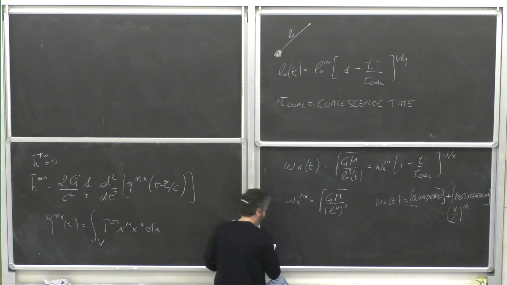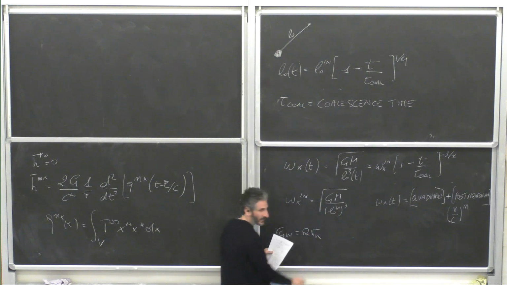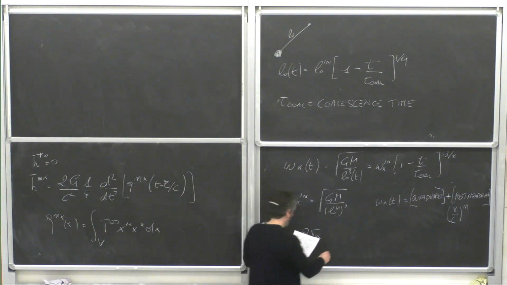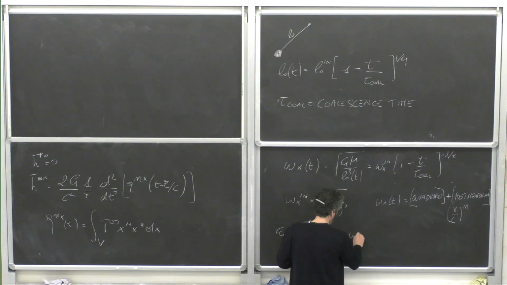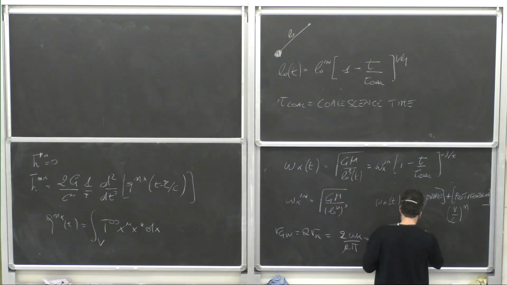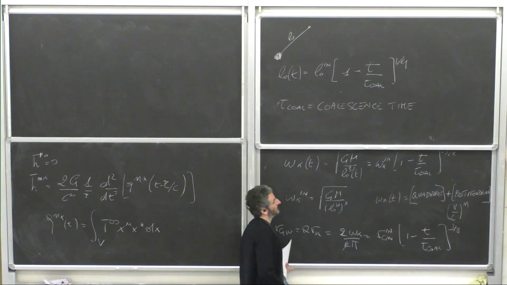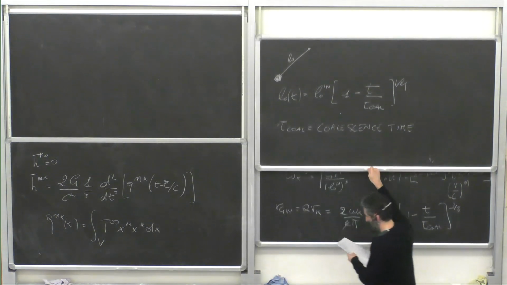we have this, and last time we said that the gravitational wave frequency was twice the Keplerian frequency. So in our case, basically this is 2 omega_k divided by 2 pi. So the gravitational wave frequency is immediately related to the Keplerian frequency.